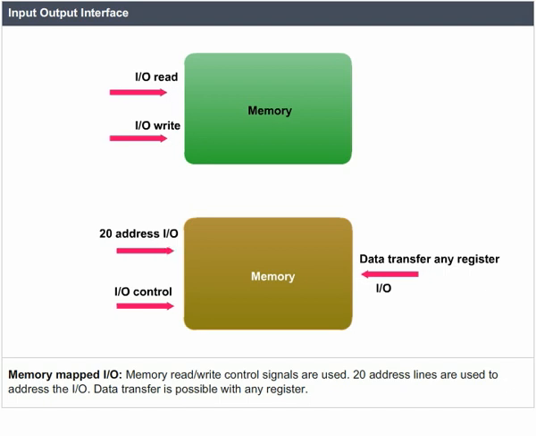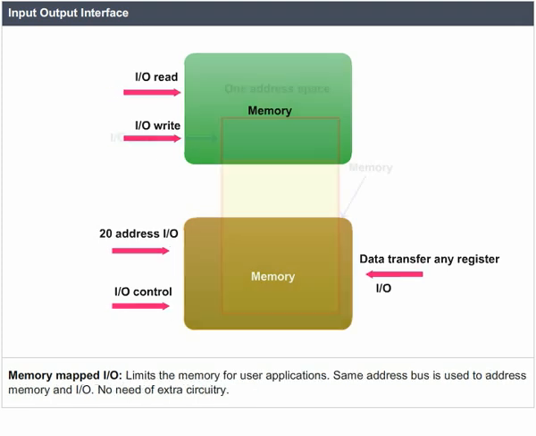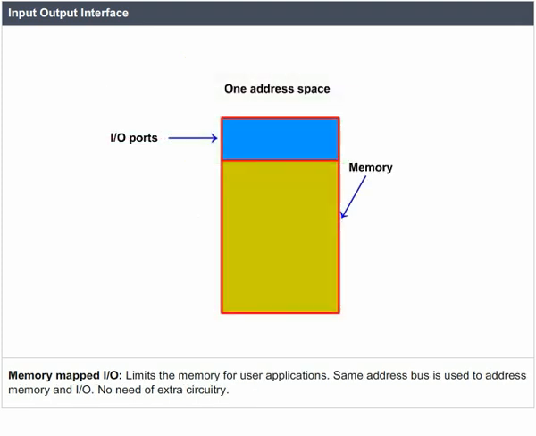20 address lines are used to address the input-output. Data transfer is possible with any register. Limits the memory for user applications. The same address bus is used to address memory and input-output. No need of extra circuitry.